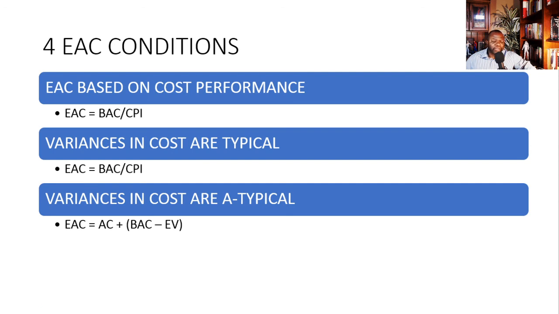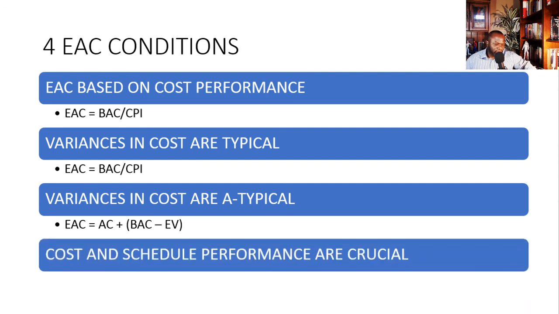Last but not least, we have cost and schedule performance are crucial. That would have been a signal to use the formula with both SPI and CPI being considered. And that is the 4 EAC conditions taken out of the formula context and put more into words to ensure you understand. Okay? I hope you found that to be useful.